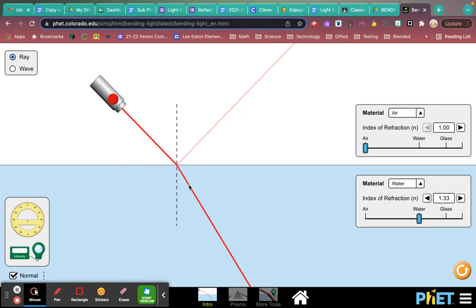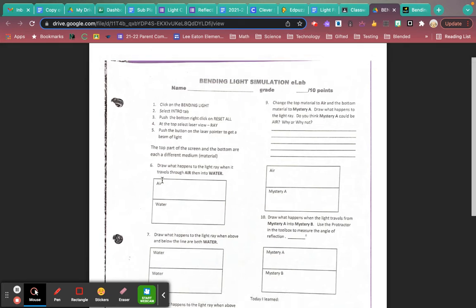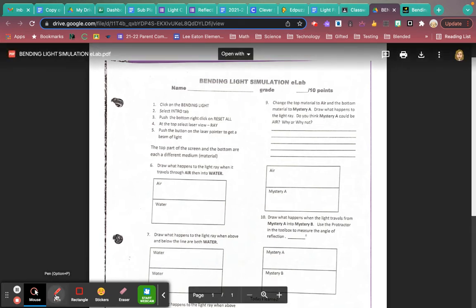It bends and goes down, but what also happens to it? When you look into clear water, what else do you see? Yeah, your reflection. You can see your reflection. So when you turn the laser pointer on, you can see that the light ray is bending here, but it's also reflecting. So it wants you to draw what happens to the light ray when it travels from air to water. So let me see if I can draw my picture here.